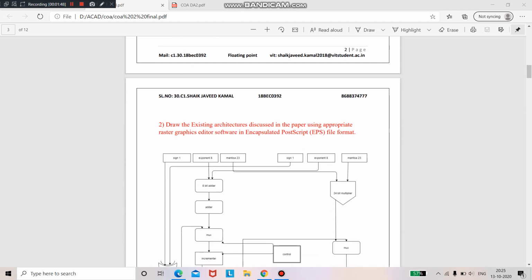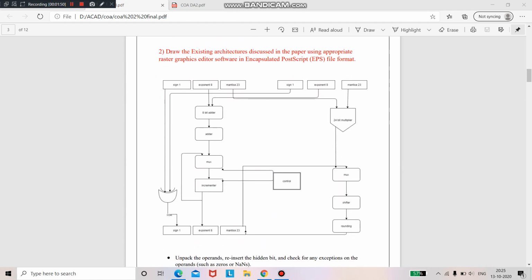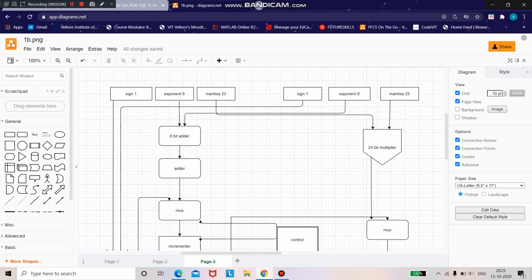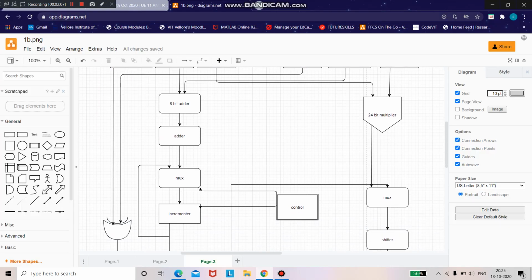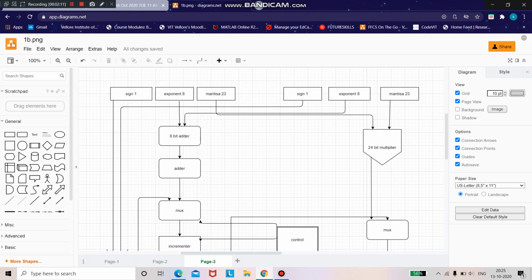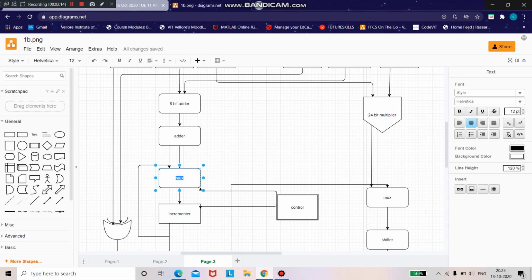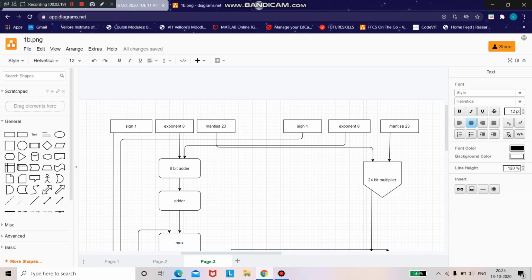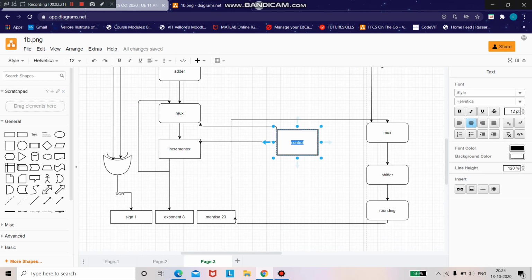Coming to the second question, draw a clear block diagram of the architecture. I have used the same online tool, draw.io. I will show you. This is the online tool. This is my internal block diagram, which they have asked for in the question. This is what I have drawn. I can edit it at any time, and you can see this is a very simple online tool to draw this kind of thing.